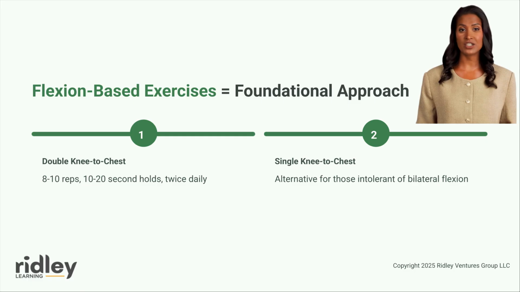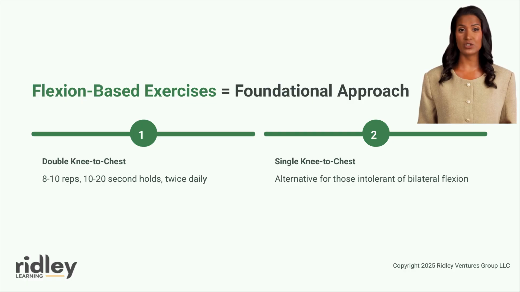Single knee-to-chest exercises provide an alternative for patients who cannot tolerate bilateral flexion or who demonstrate asymmetric symptoms. The exercise is performed by drawing one knee toward the chest while the opposite leg remains extended or with the foot flat on the supporting surface. Alternating legs allows bilateral treatment while reducing the degree of lumbar flexion compared to the double knee-to-chest position. This modification is particularly useful as a starting point for patients with severe symptoms or limited flexibility.